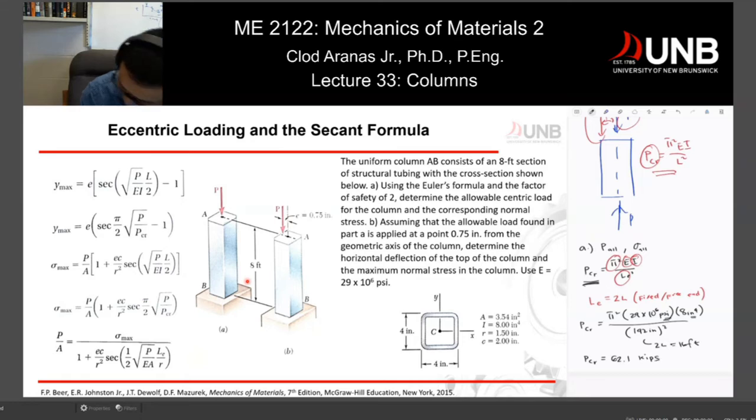So we have the kilopound there. So we have a 62.1 kips. So that would be my PCR. That's the exact moment that it will fail.